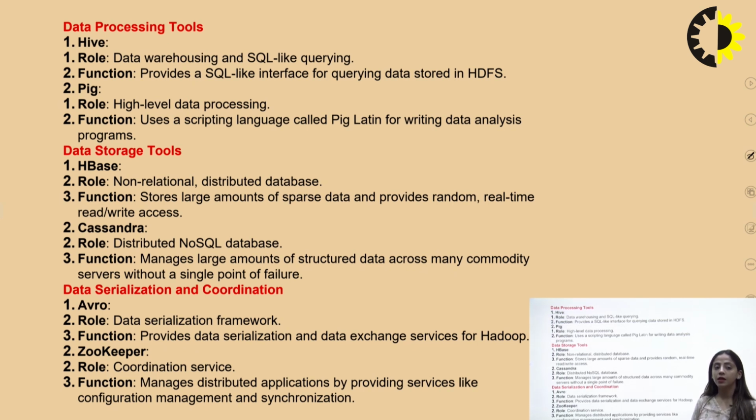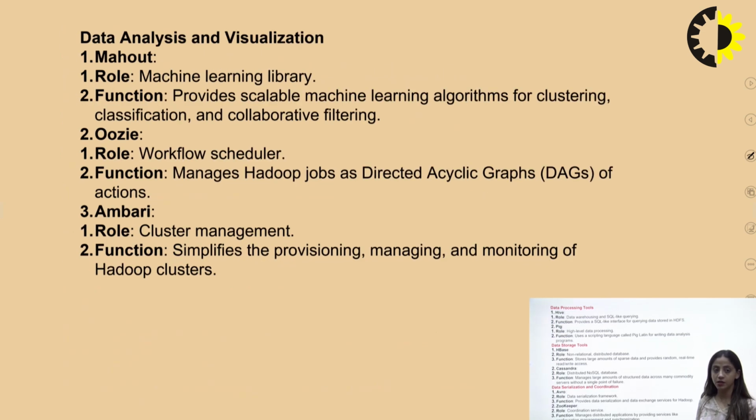Now these are some data serialization and coordination tools. The first one is Avro. Role of Avro is a data serialization framework. Function of Avro is to provide data serialization and data exchange services for Hadoop. Zookeeper: the role of Zookeeper is to perform coordination services. Function of Zookeeper is to manage distributed applications by providing services like configuration management and synchronization.